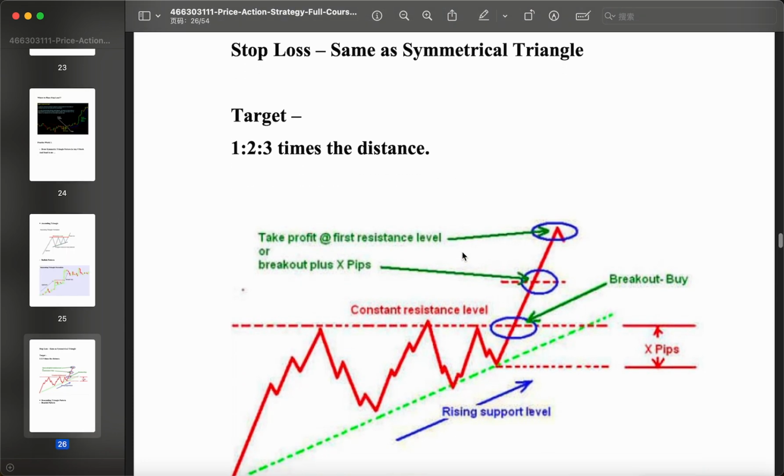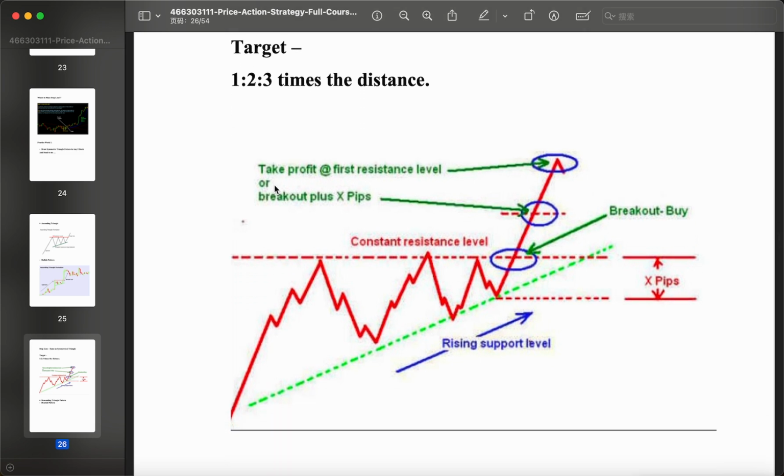So stop loss, same as the symmetrical triangle. So try to have a target one to two to three times the distance. So here you see the chart. You see this is the rising support level. This is the constant resistance level. And then by connecting these two lines, you're getting a triangle. And now you're having this breakout because the market is breaking the upper consistent resistance level.